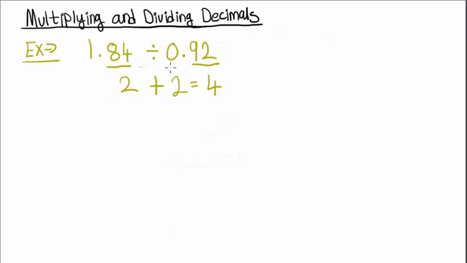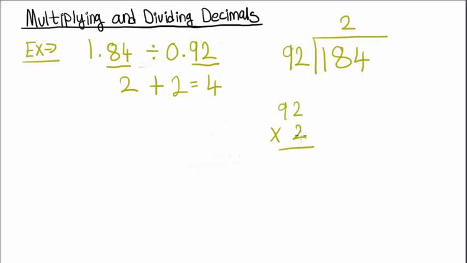Now I can set this problem up over here without the decimal point like this. Now if you think about it, 184 divided by 92 is simply 2. One way we can check it is by multiplying the 2 with the 92. And if it gives me 184, then my answer is correct. So I have 92 times 2, which will give me 2 times 2, which is 4. 2 times 9, which will give me an 18. So 184 divided by 92 is simply 2.